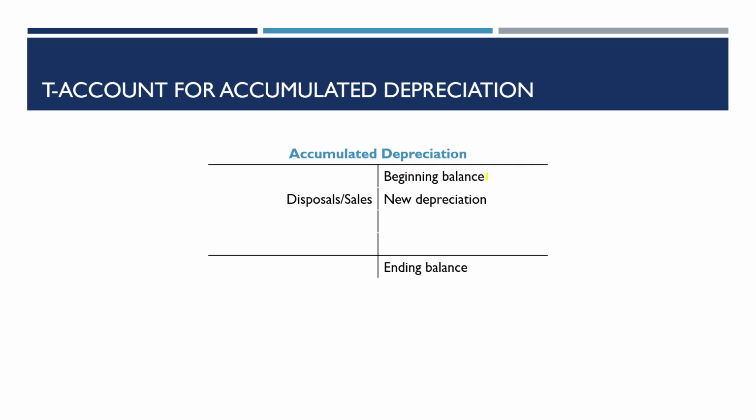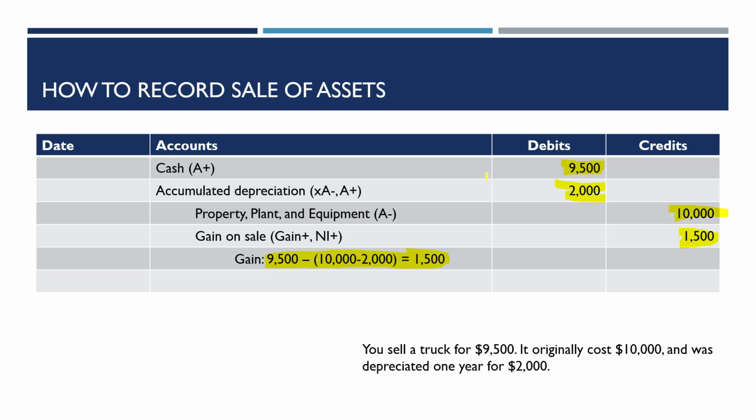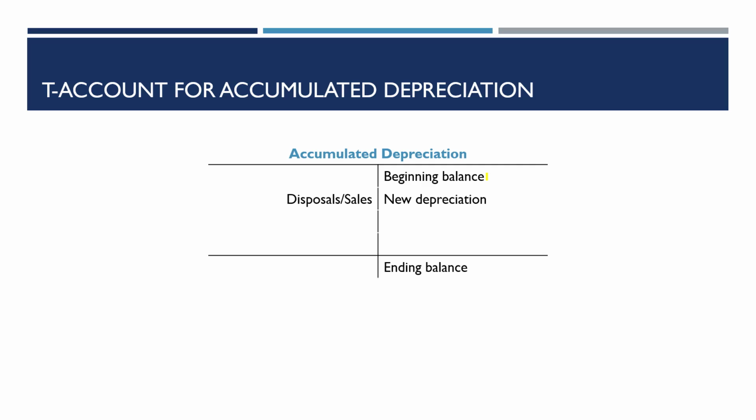You would add any new depreciation. You would subtract any disposals or sales, as we did in the previous journal entry right here. We debited accumulated depreciation. And then your ending balance would be all the credits minus whatever debits that you have.